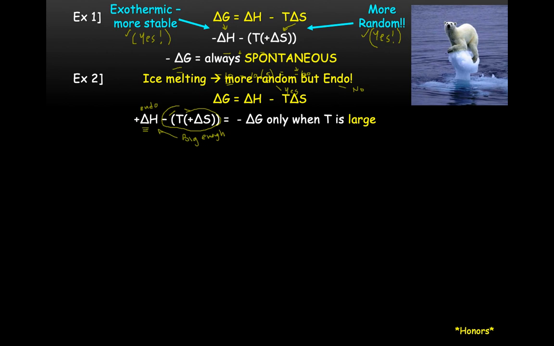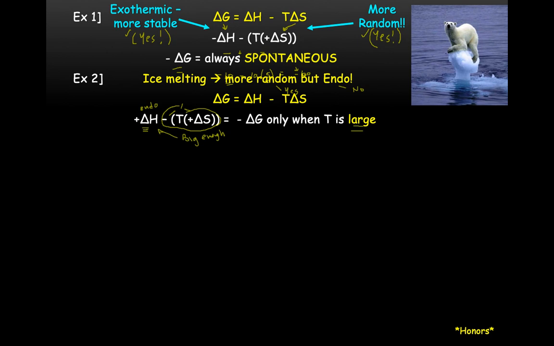So in order for delta G to be negative, this term has to be big enough to overtake the positive sign here. And that's only when the T is large. If this T is big enough, it will cause this term to be negative, and when you add it to this, then you can absorb that positive number. So only when the temperature is large enough will this be spontaneous.